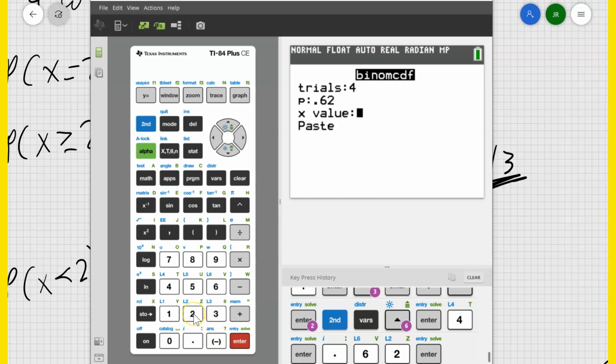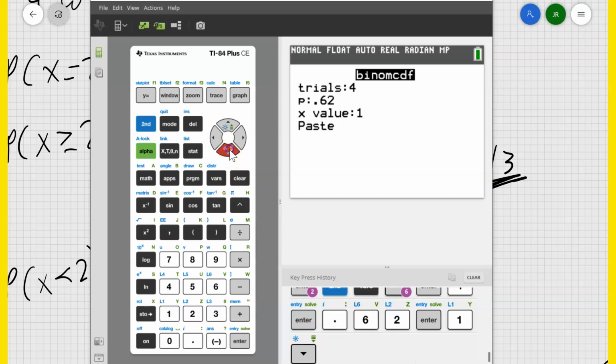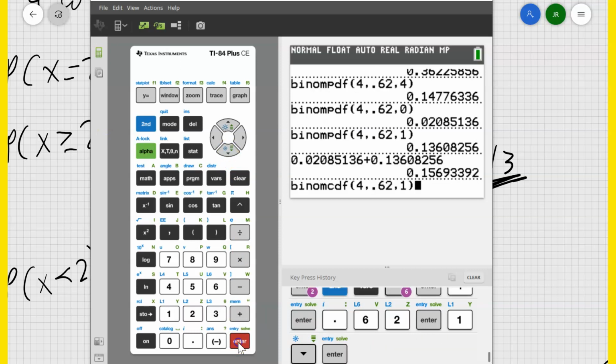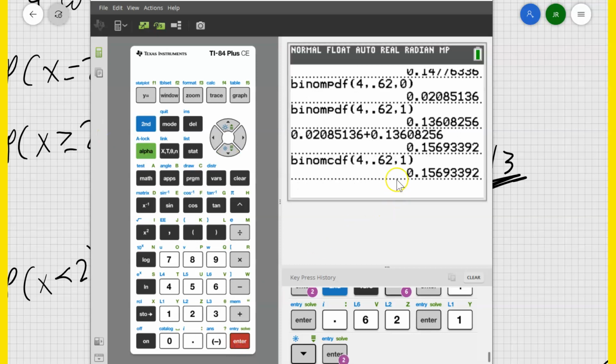So let's say if I put in 1, then it's going to tell me the probability that it's either 0 or 1. It's going to add those up and tell me the answer already. So notice the probability is the same thing I got before. When I put in the 0 and the 1 and added them together, it gives me the same thing in 1 step here, instead of like 3 or 4 steps.